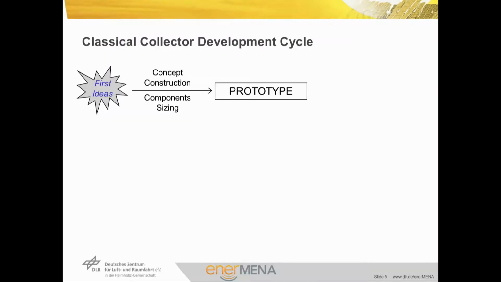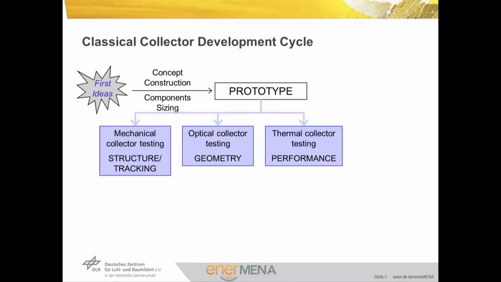The collector development cycle of a utility-sized parabolic trough collector typically consists of 3 stages. Based on first ideas, a general concept is developed, the components are sized, and a prototype collector is erected. This prototype is then submitted to thorough testing of mechanical, optical, and thermal performance. Mechanical testing encompasses a characterization of general torsion stiffness, torsion effects due to poor balancing, tracking precision, and hysteresis due to bearing friction. Optical testing aims at determining the quality of a collector's geometrical features in terms of intercept factor.